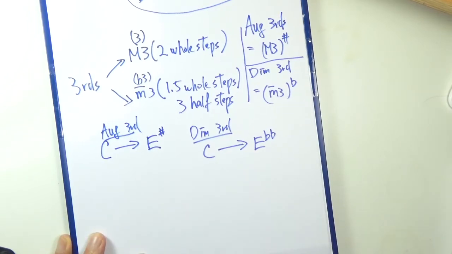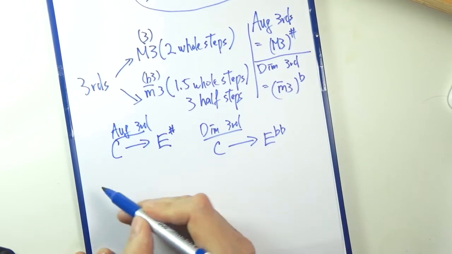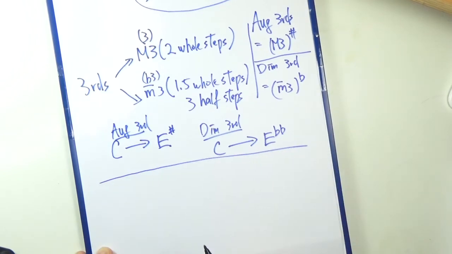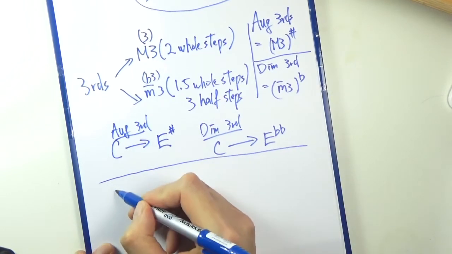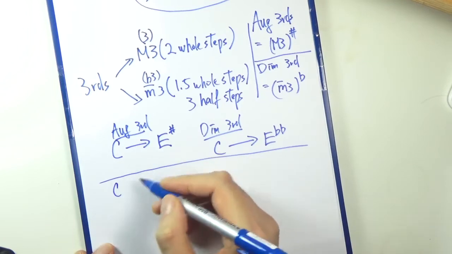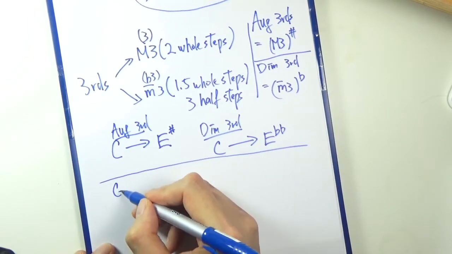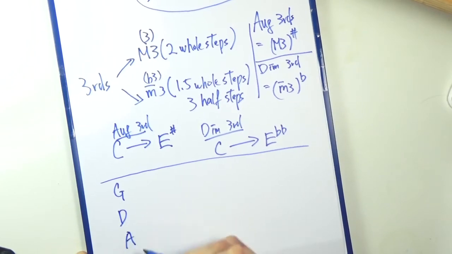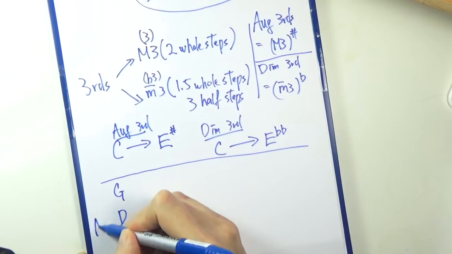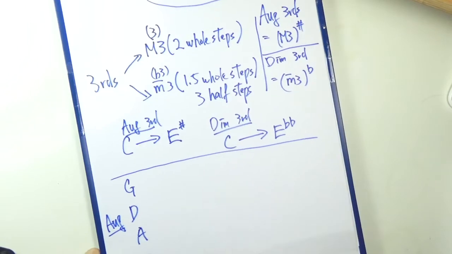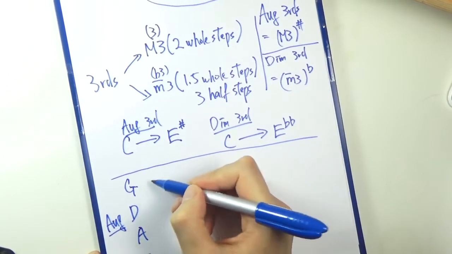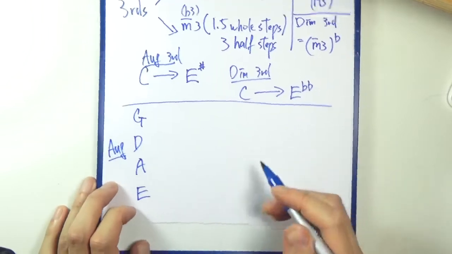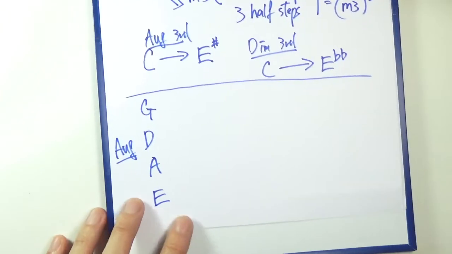So let's do a few exercises in this video. I'm gonna probably reuse some of the examples in the last video. So let's go from G, D, A, E for augmented. All right, let's work on them. So augmented thirds. That's what we're going for right now. Let me zoom in a little bit.